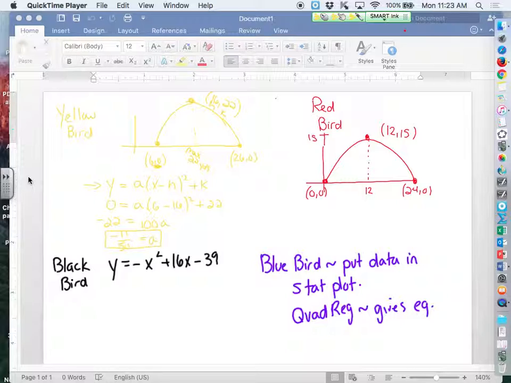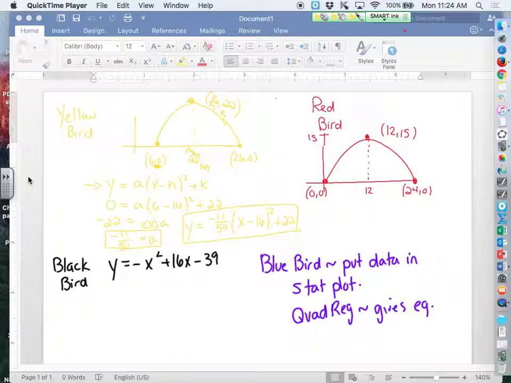So the equation for the yellow bird then, if I go back and fill in the things that I know, negative 11 over 50 is the A value. X and Y change, so we'll stay in the equation. And my H and K are the vertex. Here's the equation for my yellow bird's parabolic trajectory there.